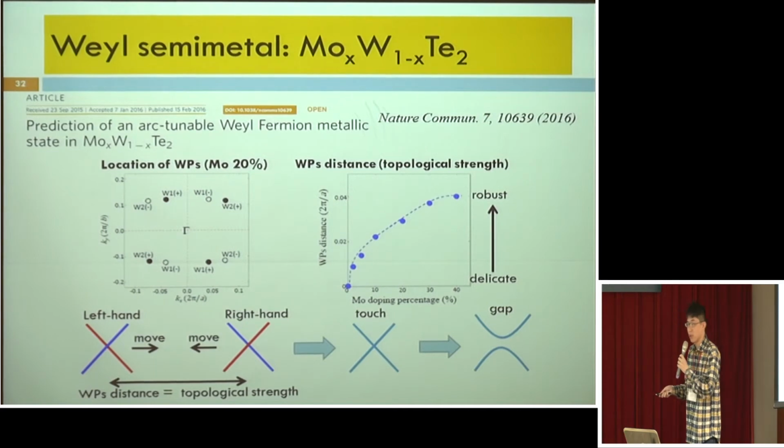We know the Weyl metal is a topological state, so it's very robust. The only way to kill the Weyl phase is to let the two Weyl points touch in momentum space. So the distance between the Weyl points can be regarded as the topological strength in a Weyl metal. For example, in our doping system, in the low doping region, the separation of the Weyl points is very small, so this Weyl phase is delicate. If we increase the doping concentration, the separation becomes very large, so this Weyl phase becomes robust.